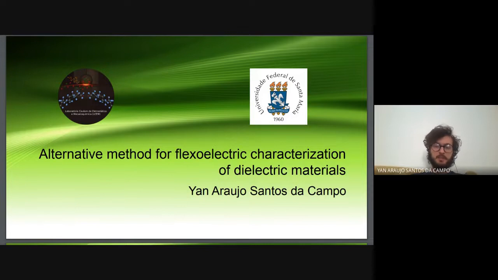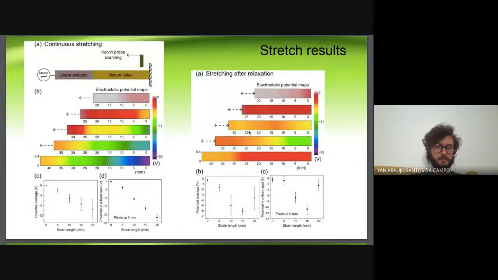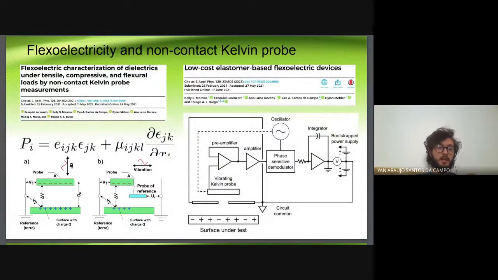In this work, flexoelectric characterization in different strain kinds was proposed using a Kelvin probe. About flexoelectricity, important works have been carried out by our research group, exploring flexoelectricity in addition to devices based on this effect.